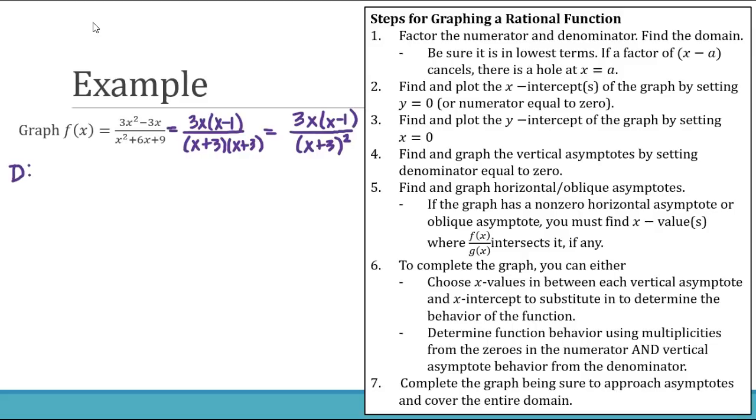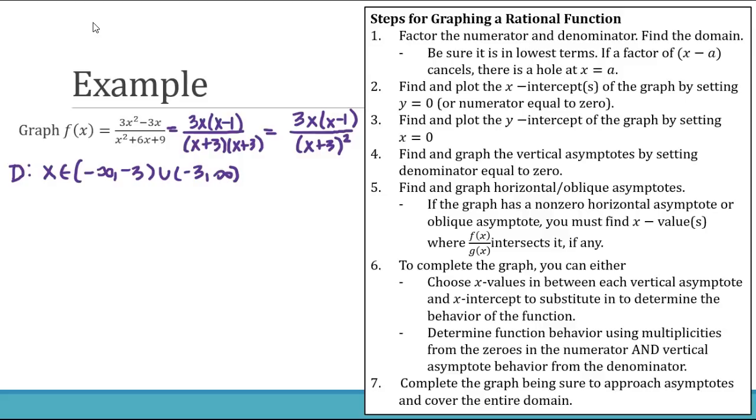The domain of this function, we look at the denominator, and the only thing I cannot plug in is -3. So we'll go from -infinity to -3 and -3 to infinity.